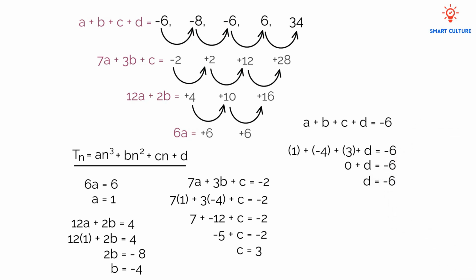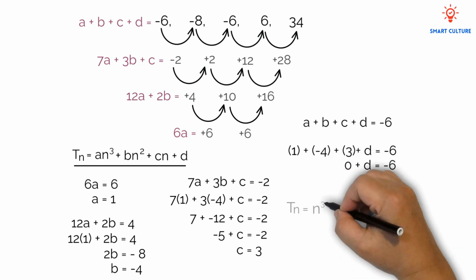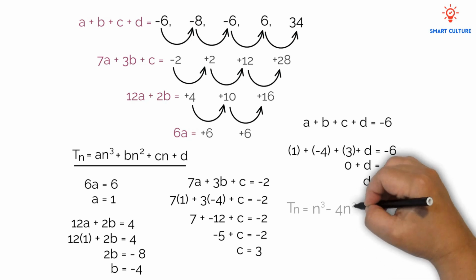So now that we know the values for a, b, c, and d, we can just sub these values into the formula to get the rule for the nth term of this specific cubic sequence. So a is equal to 1, b is equal to -4, c is equal to +3, and d is equal to -6. So that means the rule for this cubic sequence will be equal to n cubed minus 4n squared plus 3n minus 6.